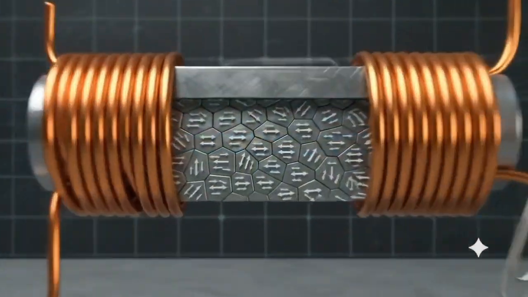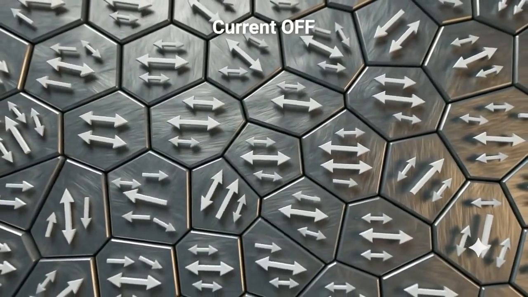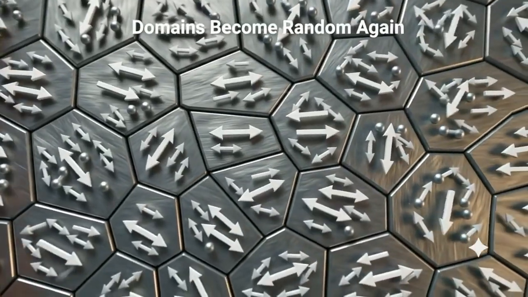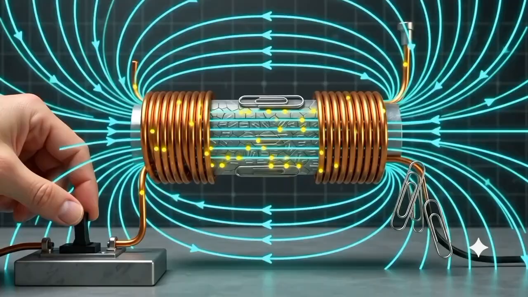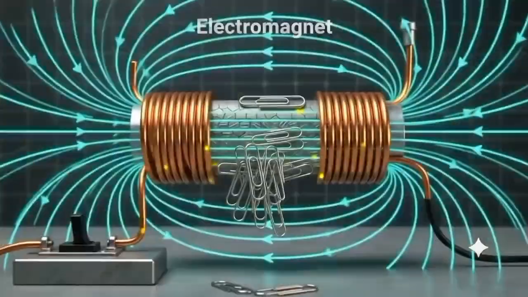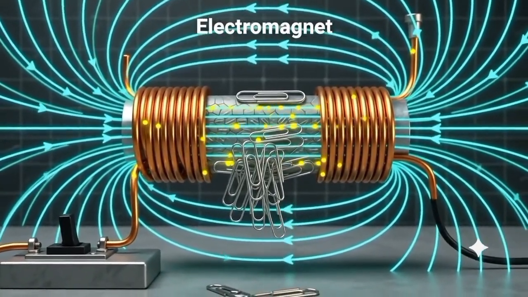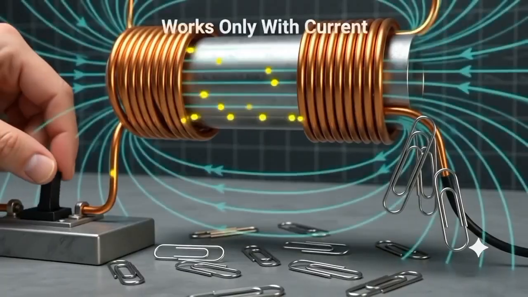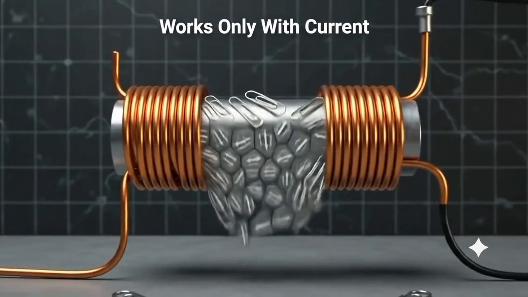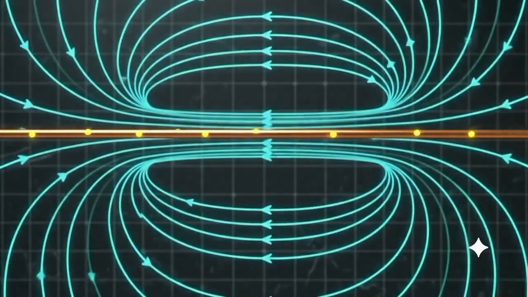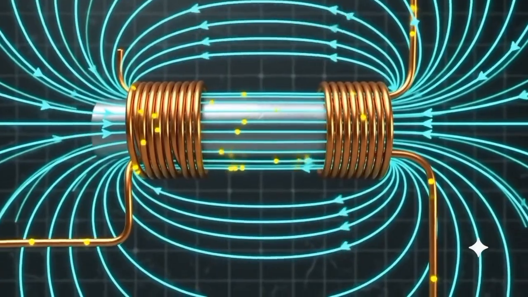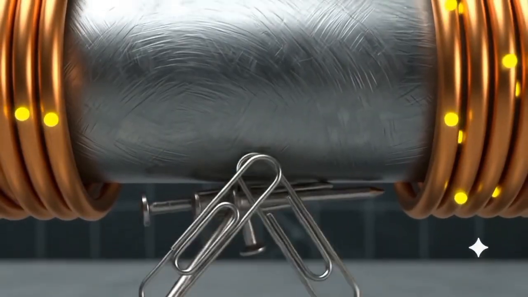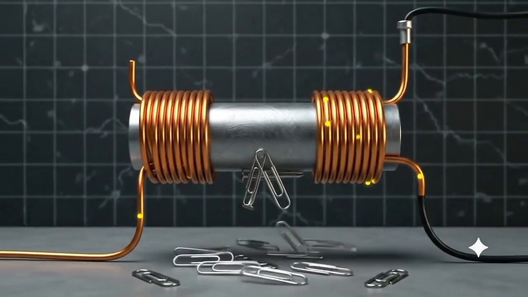Switch the current off, and the solenoid's magnetic field disappears. Without that field, most magnetic domains return to random directions. That's why it's called an electromagnet. It acts like a magnet only while electric current is flowing. Switch the current off, and its magnetism almost disappears. We began with a simple current-carrying wire, then a loop, a solenoid, and finally an electromagnet. A small electric current can create a powerful magnetic force.